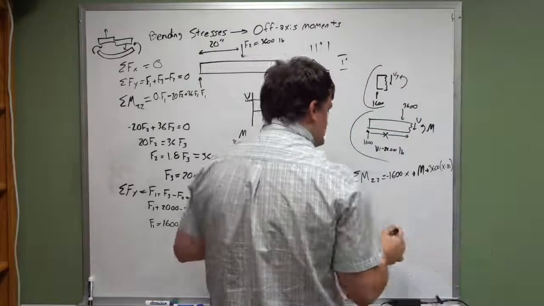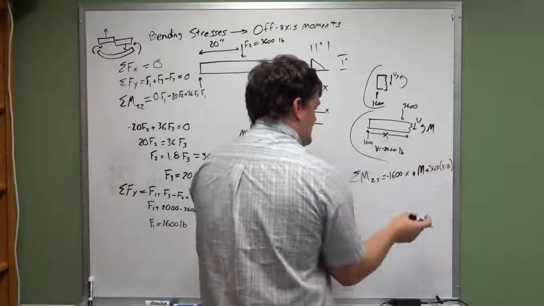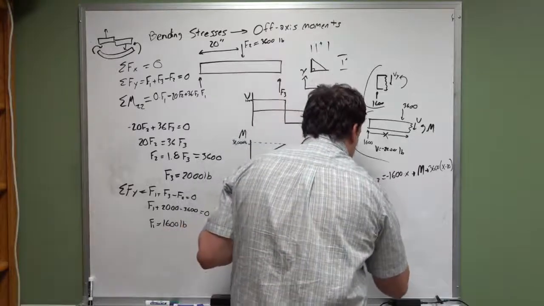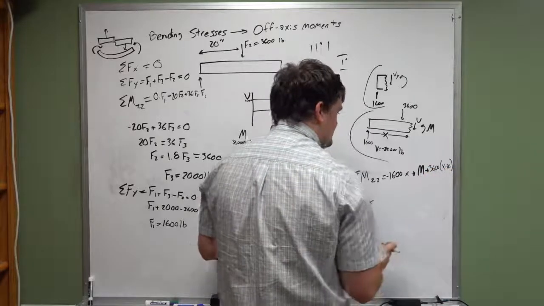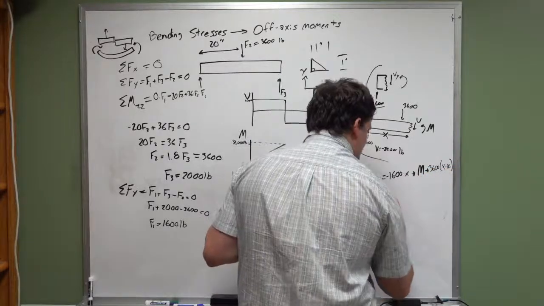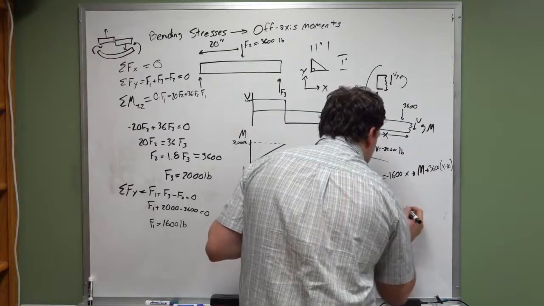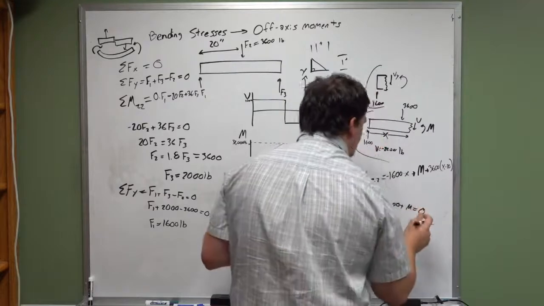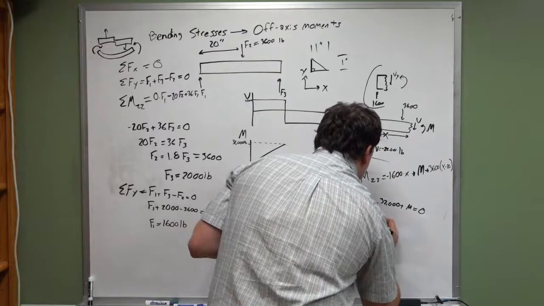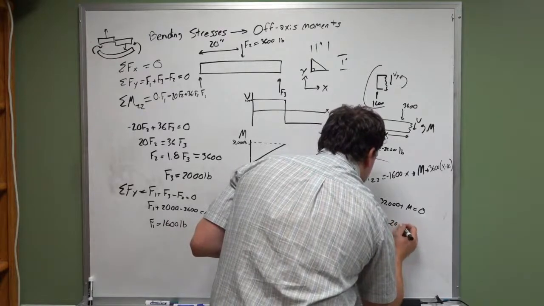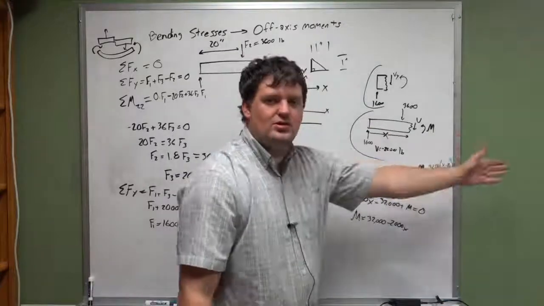If you solve this equation, we've got minus 1600x and 3,600 times x. These two end up canceling out, and you get 2,000x, minus 3,600 times 20, minus 32,000 plus M equals 0. So here, M is equal to 32,000 minus 2,000x, as we continue to go along this beam.